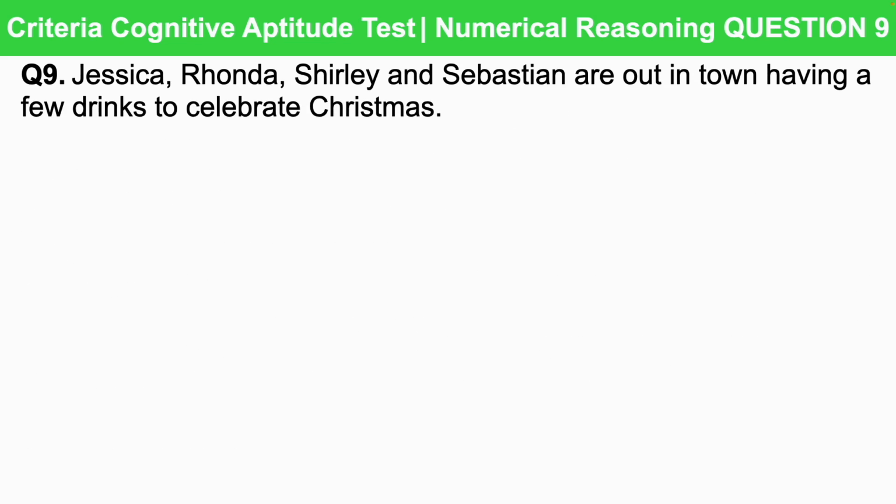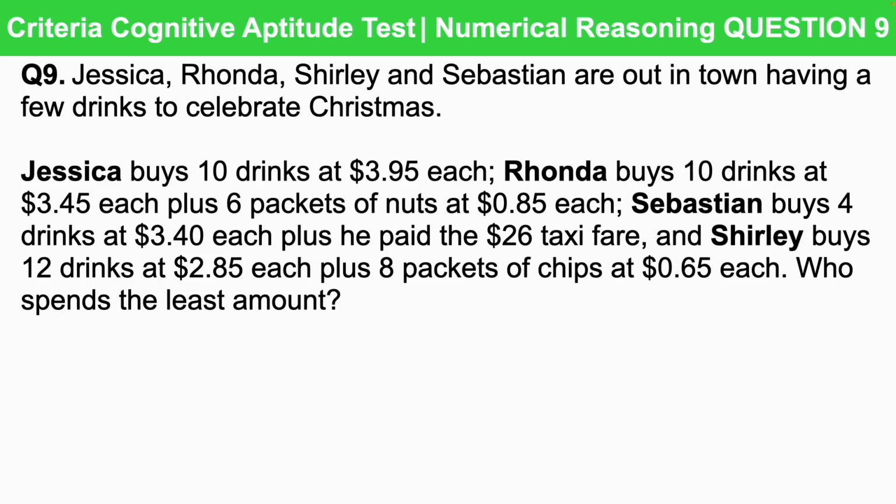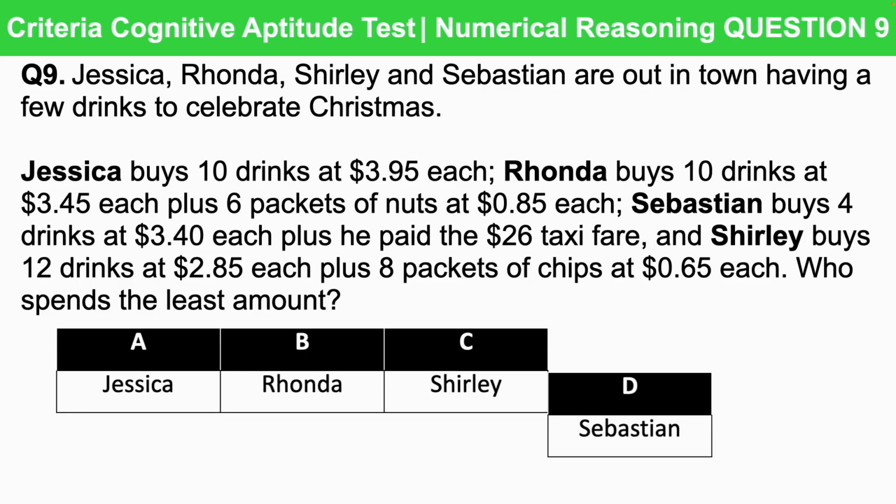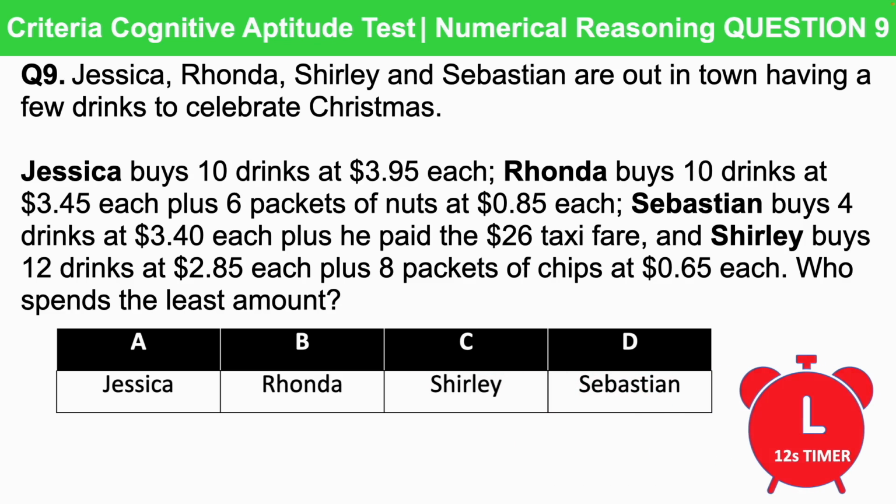So the question is this: Jessica, Rhonda, Shirley and Sebastian are out in town having a few drinks to celebrate Christmas. Jessica buys 10 drinks at $3.95 each. Rhonda buys 10 drinks at $3.45 each, plus 6 packets of nuts at 85 cents each. Sebastian buys 4 drinks at $3.40 each, plus he paid the $26 taxi fare. And Shirley buys 12 drinks at $2.85 each, plus 8 packets of chips at 65 cents each. Who spends the least amount? Is it A, Jessica, B, Rhonda, C, Shirley, D, Sebastian? 12 seconds on the timer starts now.